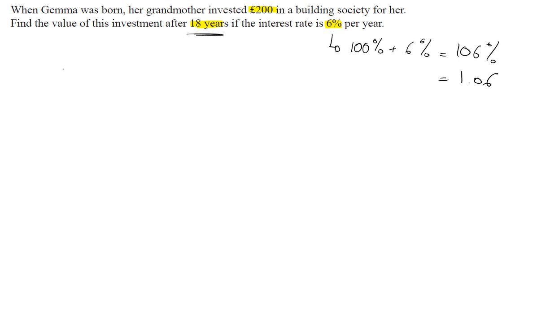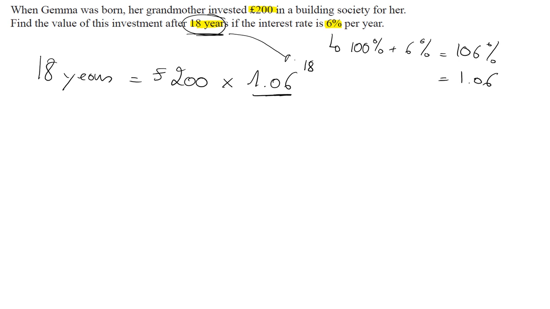So what am I going to do? After 18 years, it's going to have the original value, so your 200 pounds, times your multiplier, which is 1.06, because it goes up by 6%, to the power of 18, because it takes 18 years.